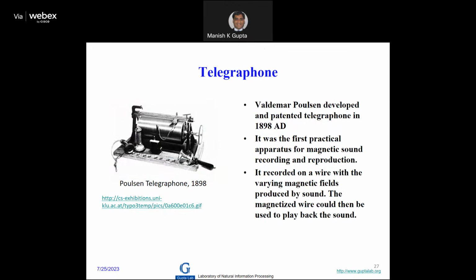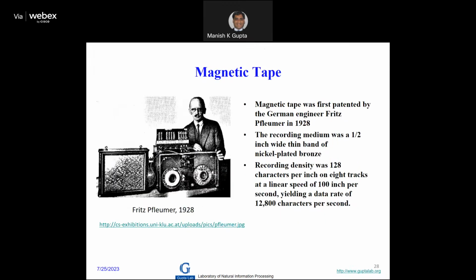Okay. There is a telegraphone. So all these patent things started actually in 1800, at that point of time. So magnetic tape was discovered by this German engineer, okay, in 1928.